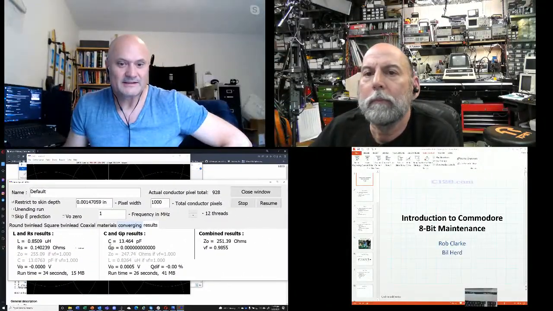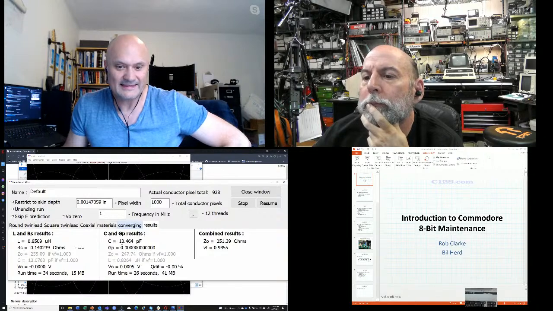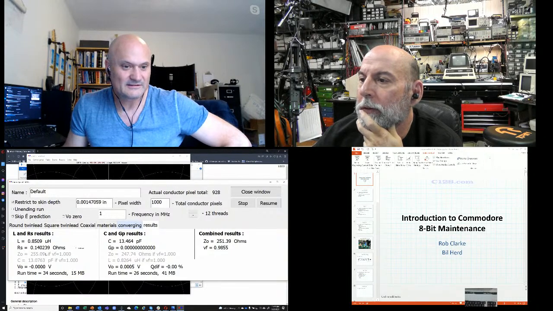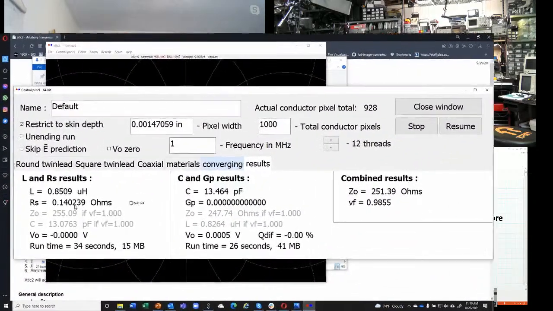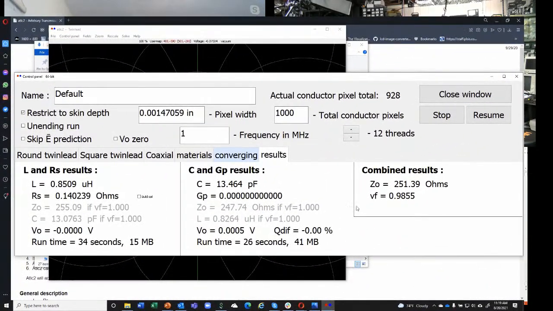so this is telling me this is my capacitance per unit length. Right. This is my inductance per unit length and resistance. And it's given me the actual characteristic impedance of this transmission line and its velocity factor. Right. And this velocity factor is a little bit less than the speed of light, which would be 1, because this is an ideal transmission line in an ideal vacuum. Right. So this is a 251 ohm transmission line.